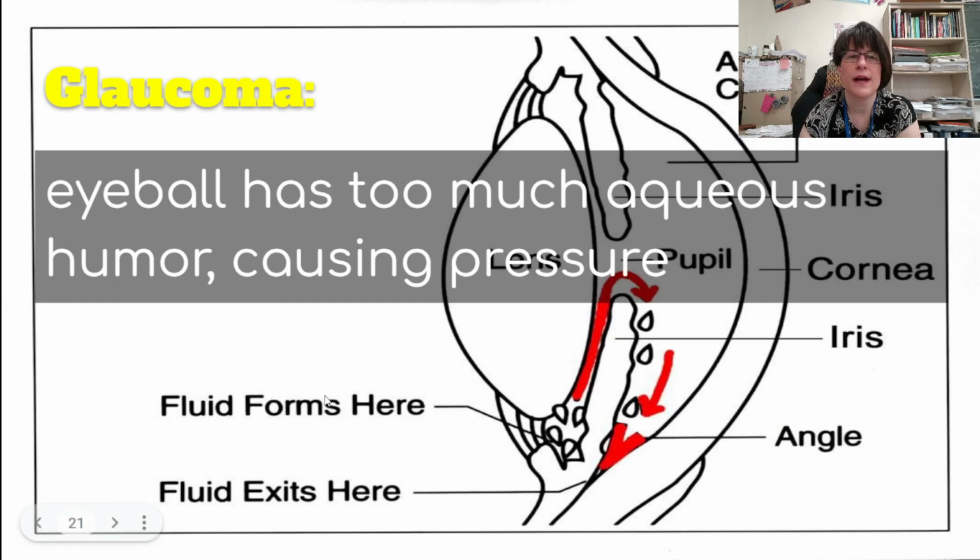Glaucoma, maybe you've heard of people having this. This is when the eyeball has too much aqueous humor, causing pressure. So here is the pupil and the cornea and the lens, and that is where the aqueous humor is. And there's too much of it, so it causes too much pressure. Now, if you've been to the eye doctor, this is the test where they put a puff of air into your eye, and that is to check the pressure. They're checking for glaucoma.